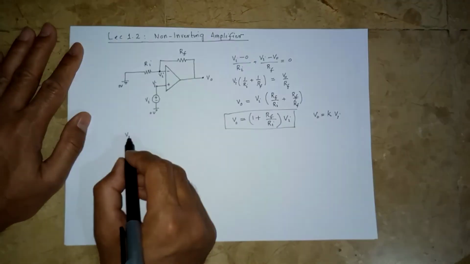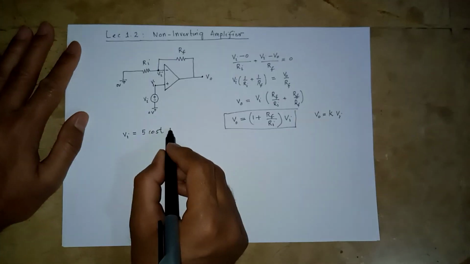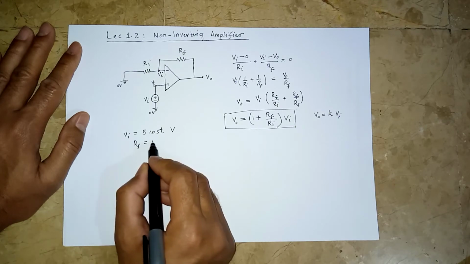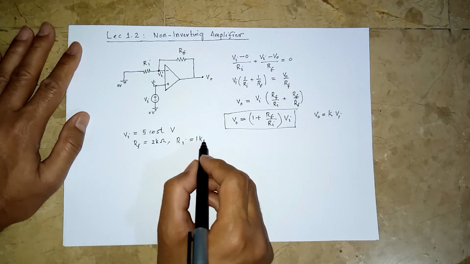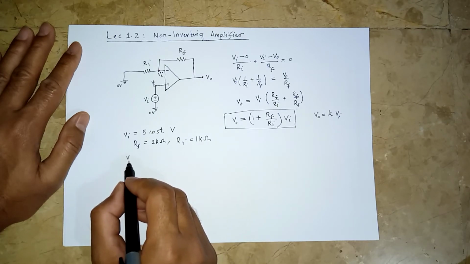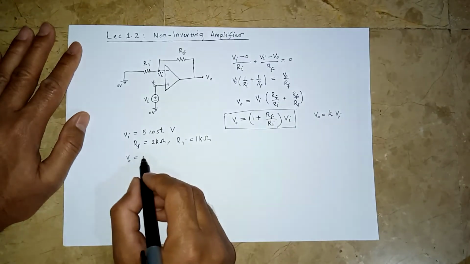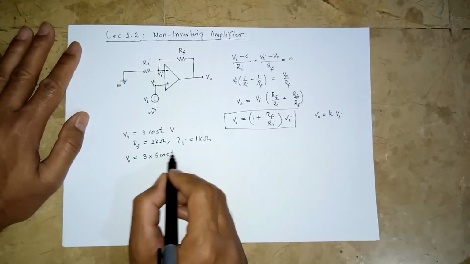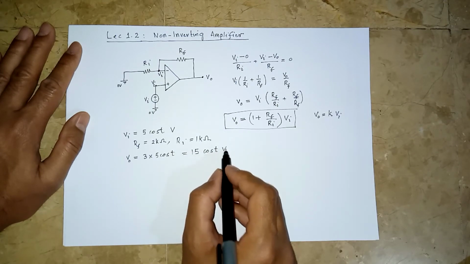So if we have Vi equal to 5 cos t as in the previous example, and say Rf is the same 2 kilo ohm resistor and Ri is the same 1 kilo ohm resistor, then in this configuration Vo would be equal to 2 over 1 plus 1, which is 3, times 5 cos of t, which is 15 cos of t volts.